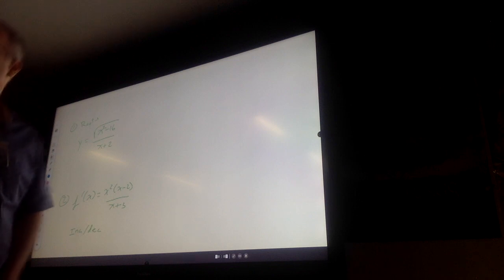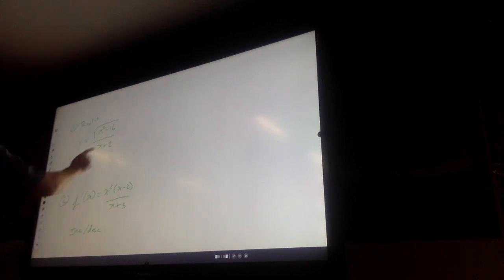All right, so problem number one, they want us to find the roots. So 5, 2. So what are the roots? What does that mean? Where it crosses the x-axis.